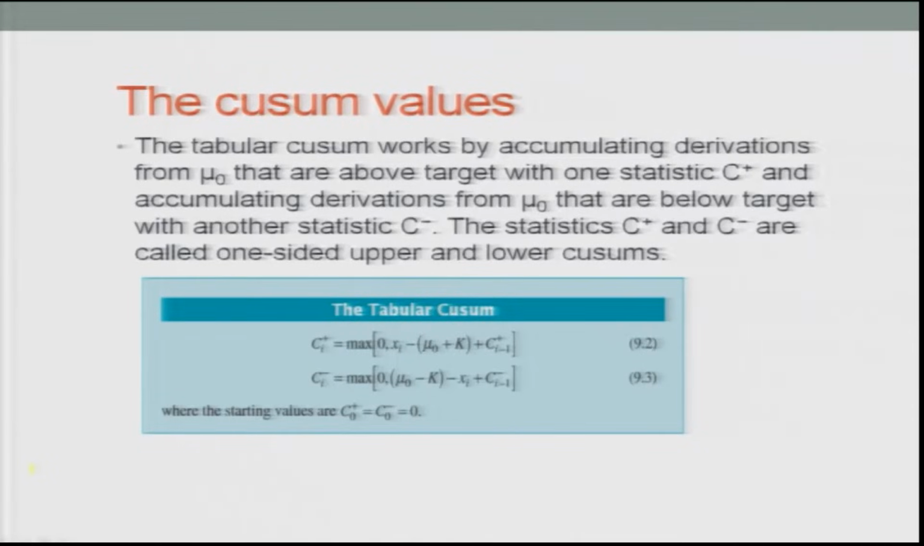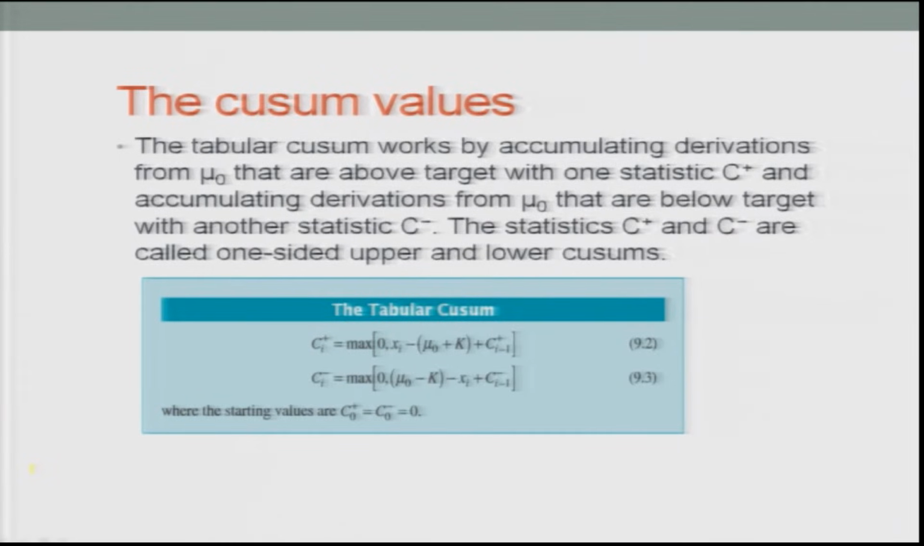We will consider the CUSUM or the cumulative sum values. The tabular CUSUM works by accumulating deviations from mu naught that are above target in one statistic, which is C plus, and correspondingly there would be C minus. So, C plus accumulates the deviations from mu naught that are above the target, and C minus accumulates those that are below the target.